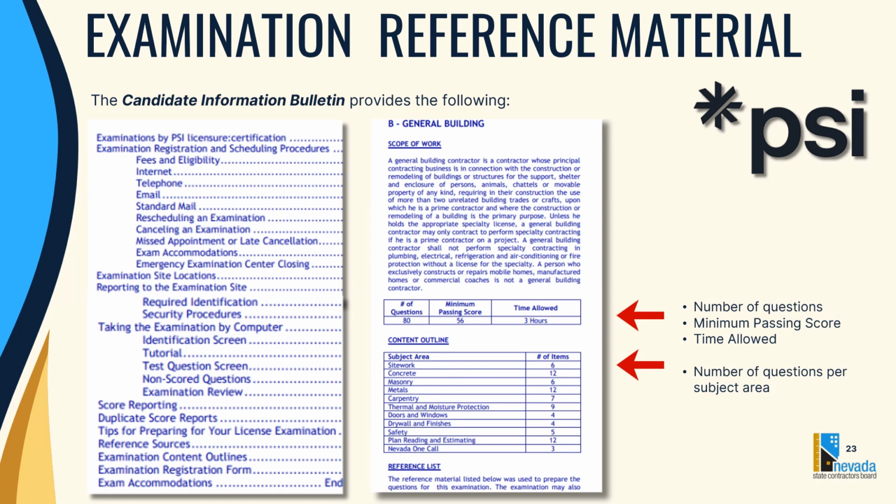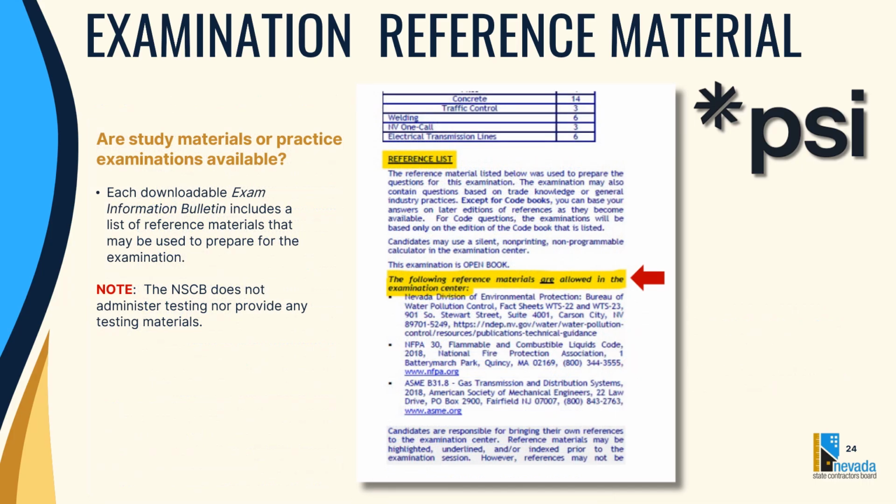Their Candidate Information Bulletin outlines the exam format, number of questions, passing score, time limits, and subject areas. You will have 6 months from the date the application is received to complete all testing. Each exam information bulletin includes a list of reference material available to prepare for the examination. The Nevada State Contractors Board does not administer the exam or provide testing material.